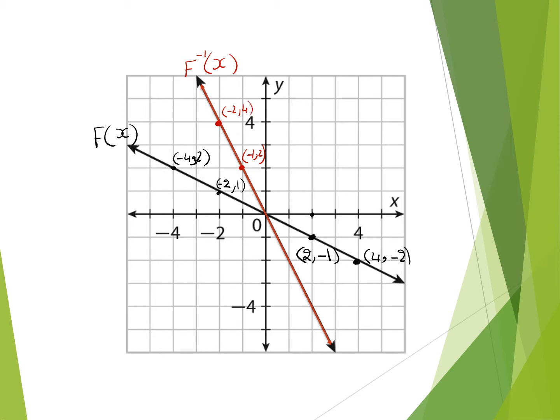This one, -1 and 1, it will be 1 and -2. So 1 here and -2. And -4 and 2 will be 2 and -4. 2 and -4. So here is my inverse of the function. This is the function itself, and here is its inverse. Okay.